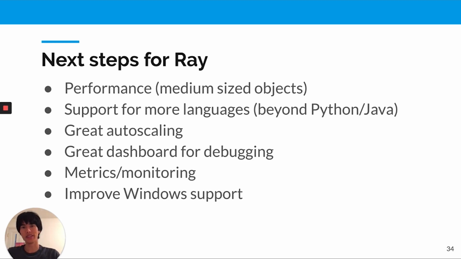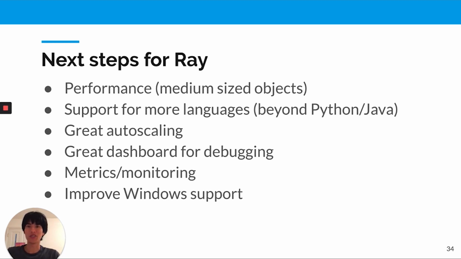Now, one thing I didn't touch on much at all, of course, is that Python is our main focus, but Ray also supports Java. There are some production use cases of Java, and we are looking forward to adding support for more languages. Ray itself is designed in a language agnostic way. The backend is written in C++ with Python and Java language bindings.